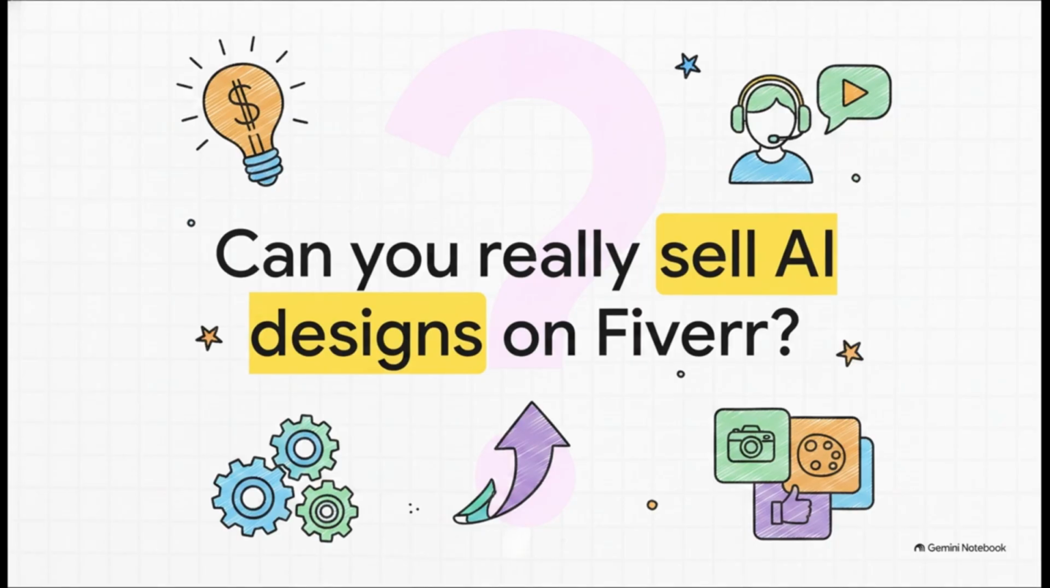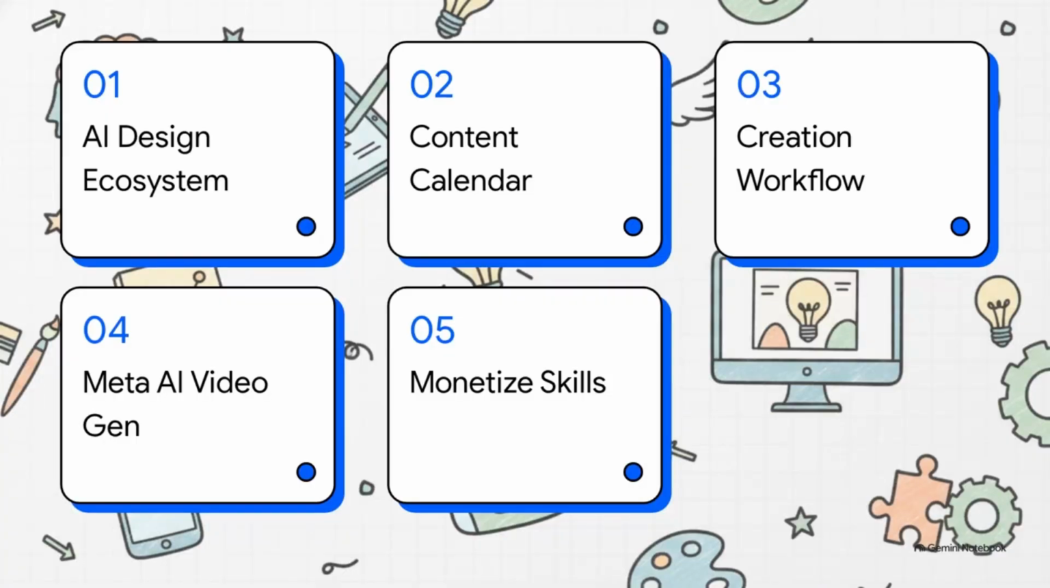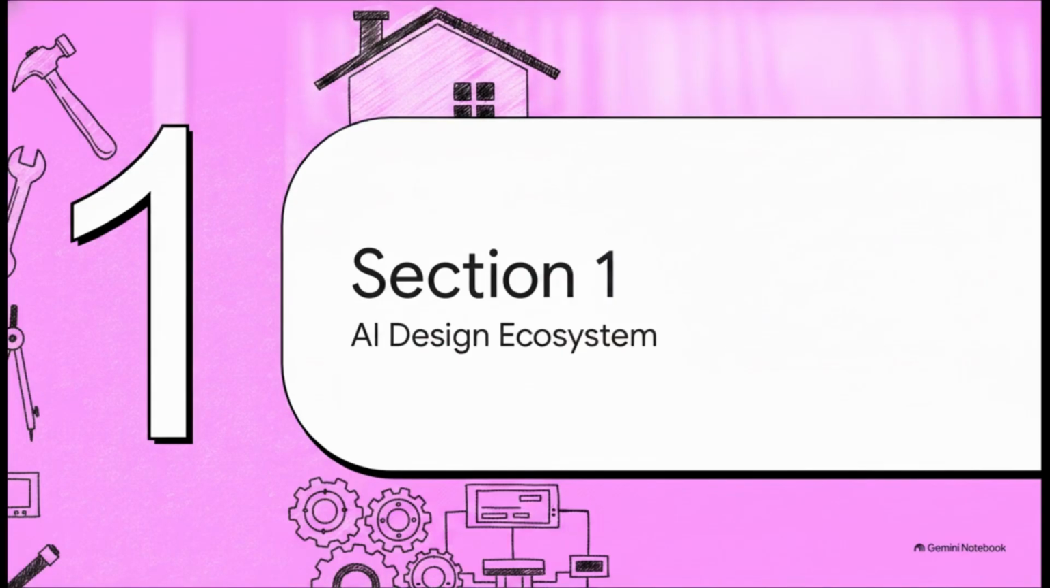The ultimate goal of our explainer today is to show you exactly how to turn these automated workflows into a highly profitable freelance service. Here's our roadmap for today. We'll start with the AI design ecosystem, then move into mapping the content calendar. After that, we'll break down the actual post creation workflow, pivot over to generating video with Meta AI, and finally, close out with monetizing your new skills. It's a complete start-to-finish syllabus. Let's kick things off with Section 1, the AI design ecosystem.